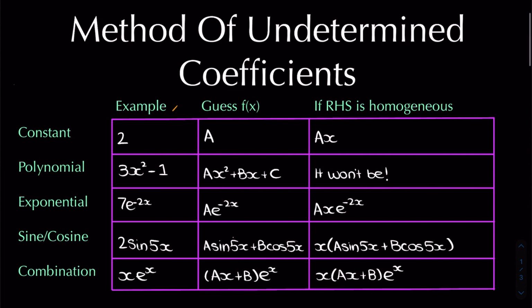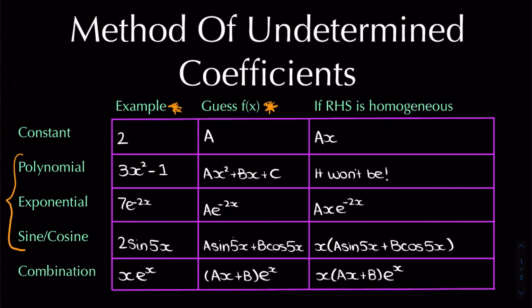Here we have an example of the right-hand side of our non-homogeneous ODE, and next to this we have the function that we should guess as being the correct form of the solution. Before we get into some examples, I want to highlight 5 tips so that you will always choose the correct form. Let's concentrate on these 3, the polynomial, the exponential, and the sine-cosine functions.